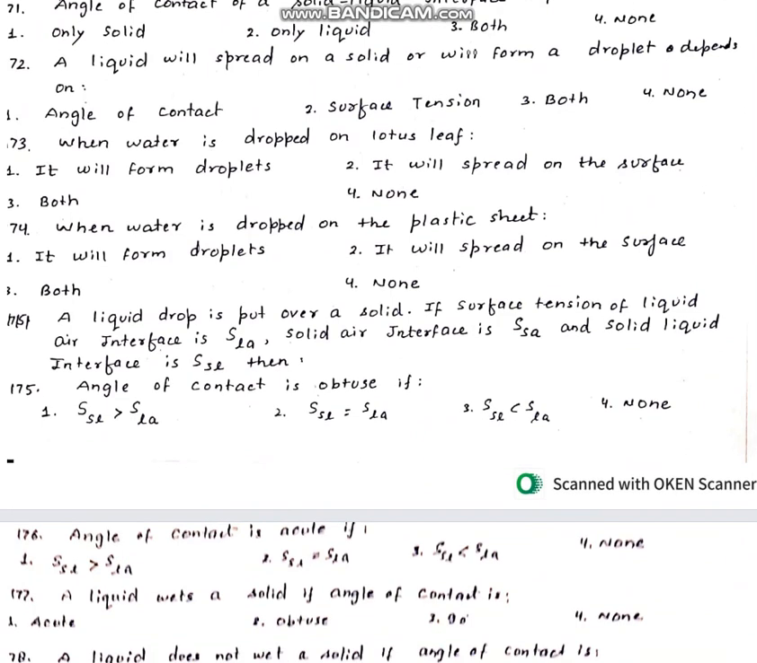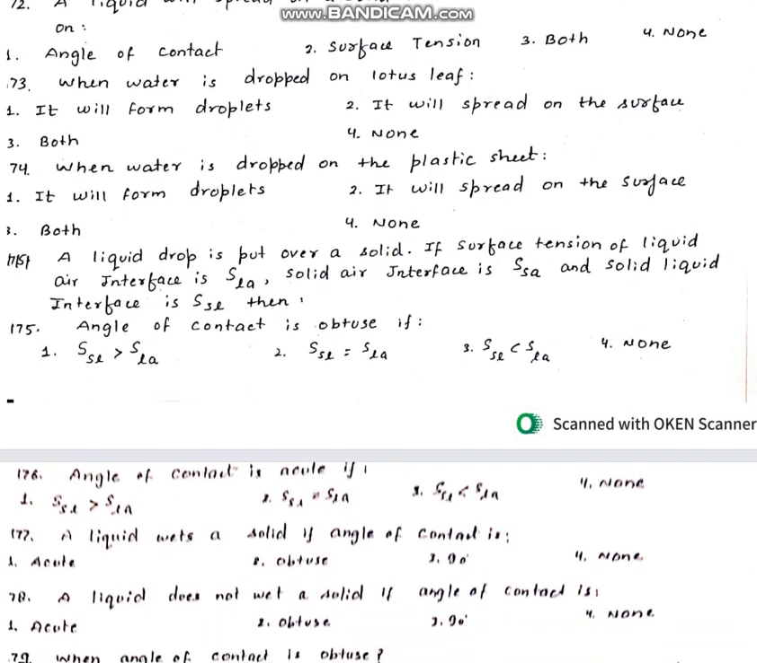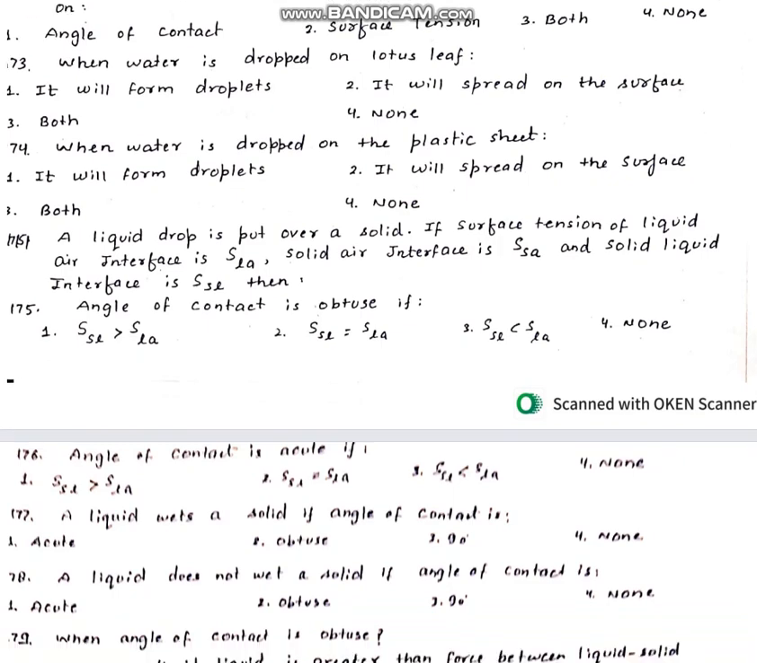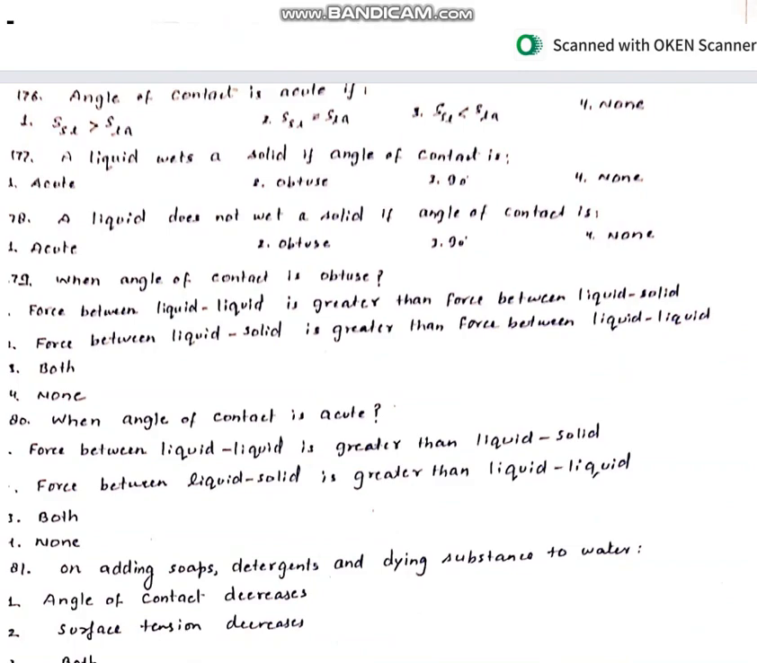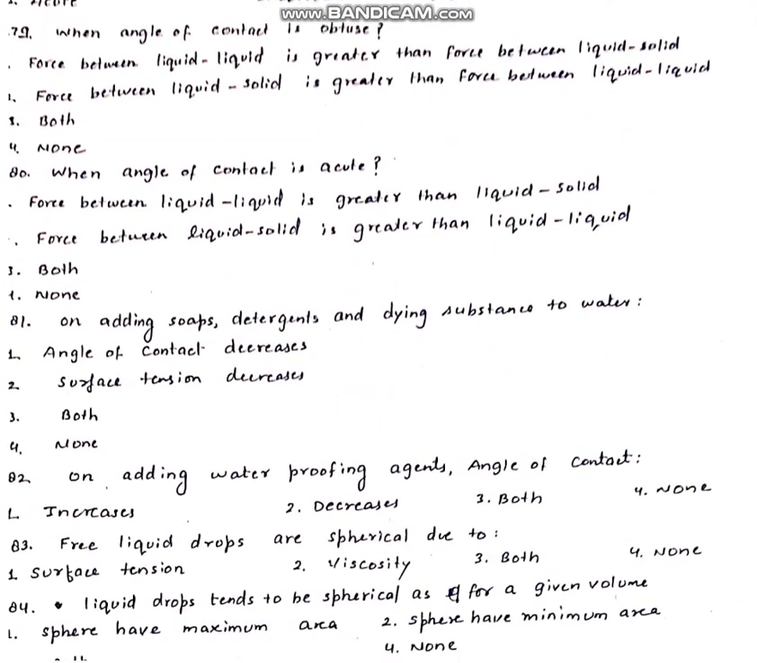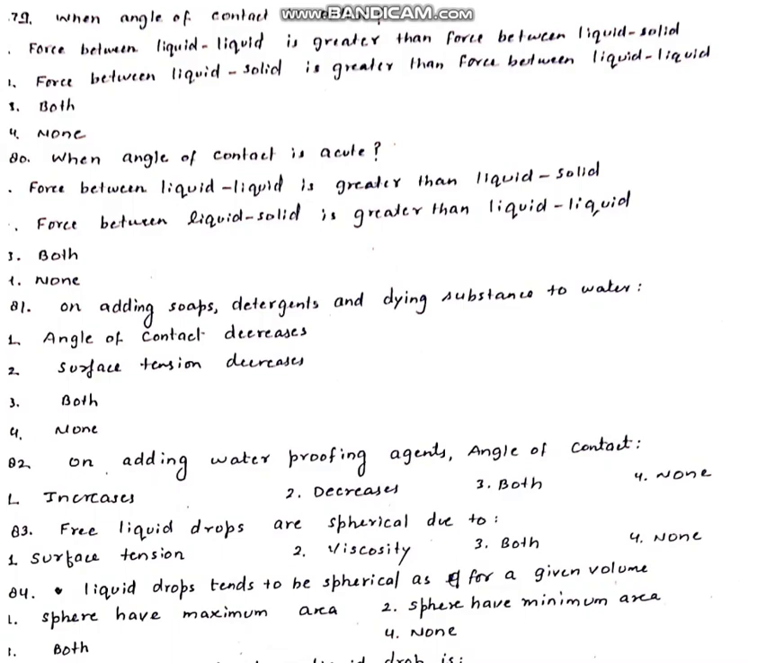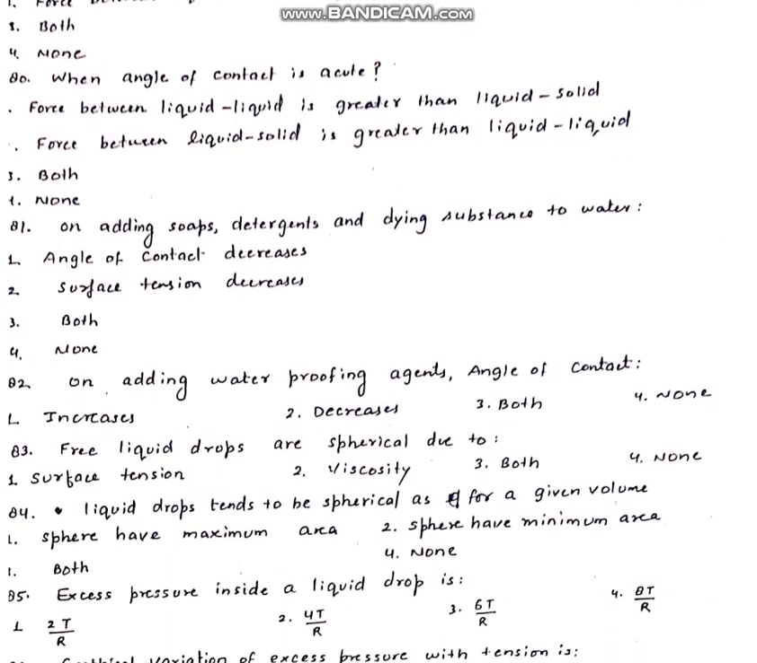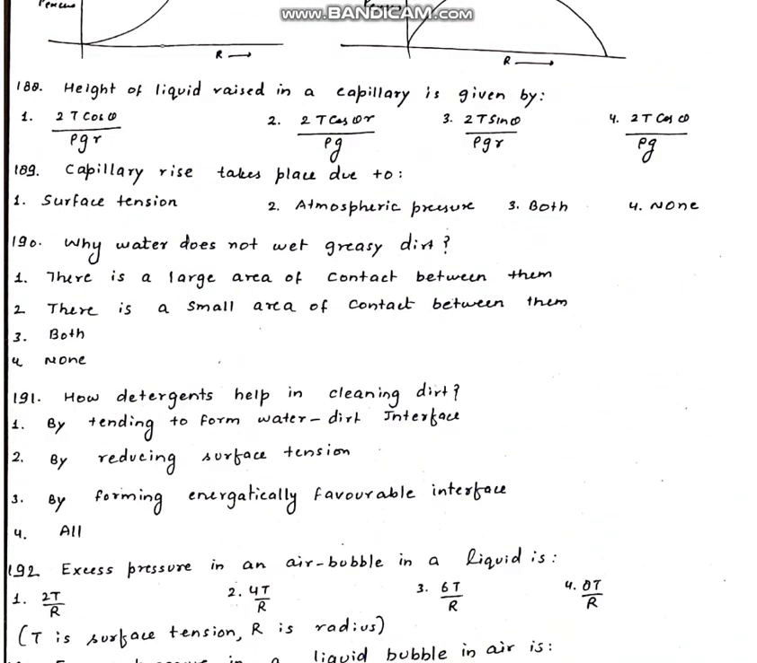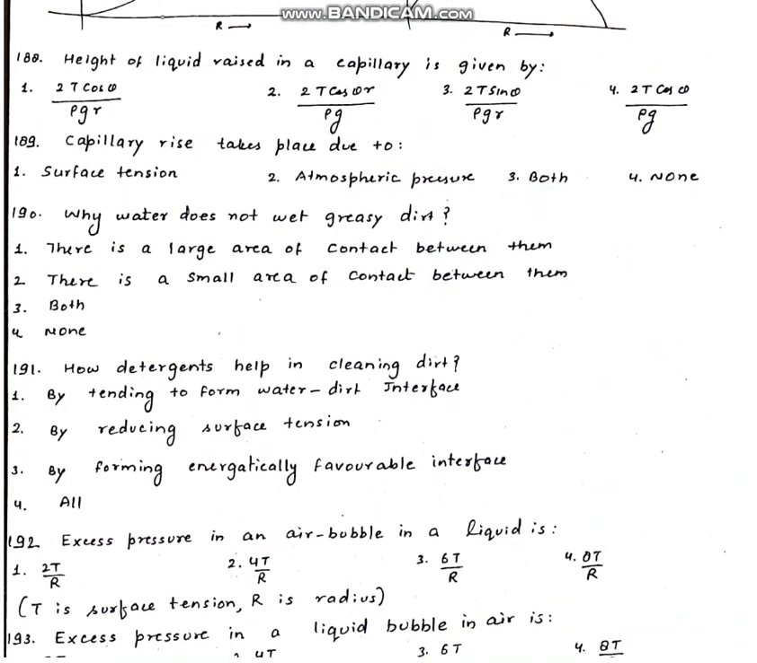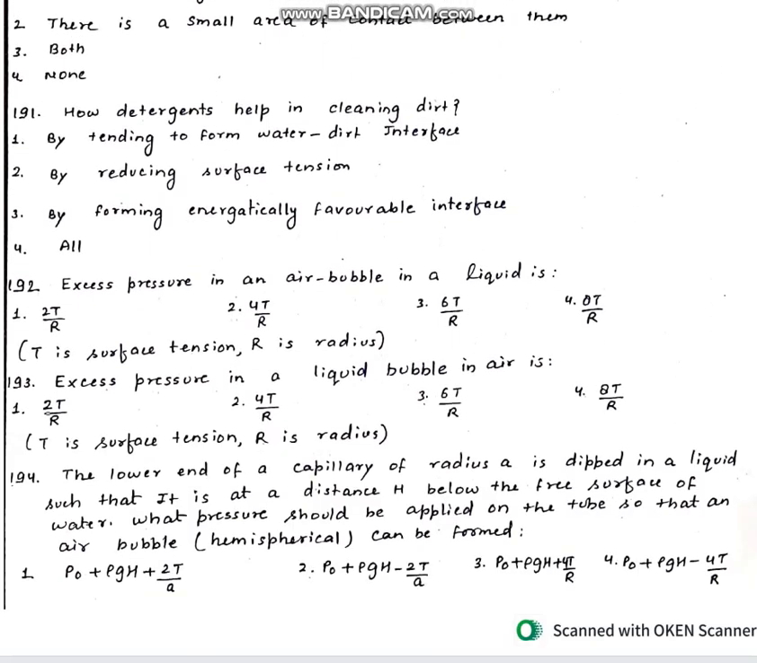Then we have angle of contact conditions, obtuse, acute, wetting or non-wetting, then impact of soaps and detergents to water. Then we have excess pressure, graphical variations of excess pressure, height of ascent, capillary. Then impact of detergents, then excess pressure in air, then capillary tube.